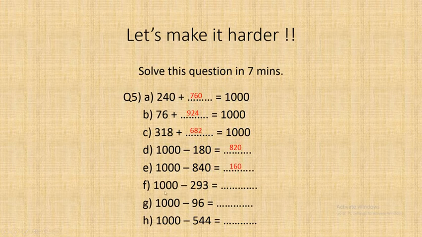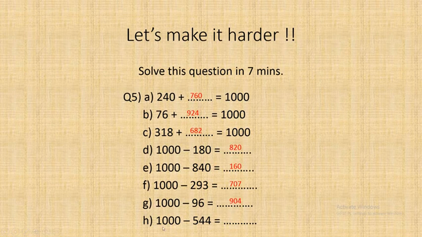Okay, the next one here is 1000 minus 293. So I will add 7. It's going to be 300, and after that I will add 700. So it's going to be 707. Okay, here 1000 minus 96. I will add 4 here. It's going to be 100, and after that I will add 900. So it's going to be 904.